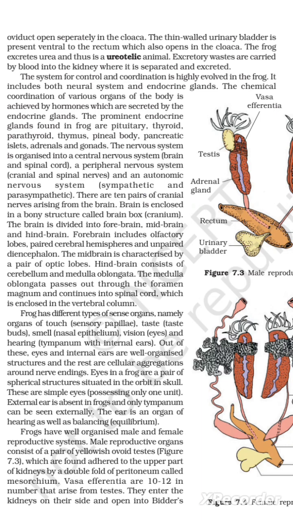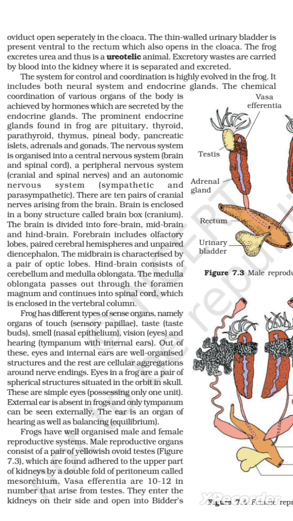The brain is enclosed in a bony structure called the brain box, or cranium. The brain is divided into forebrain, midbrain, and hindbrain. Forebrain includes olfactory lobes, paired cerebral hemispheres, and unpaired diencephalon. The midbrain is characterized by a pair of optic lobes. Hindbrain consists of cerebellum and medulla oblongata.